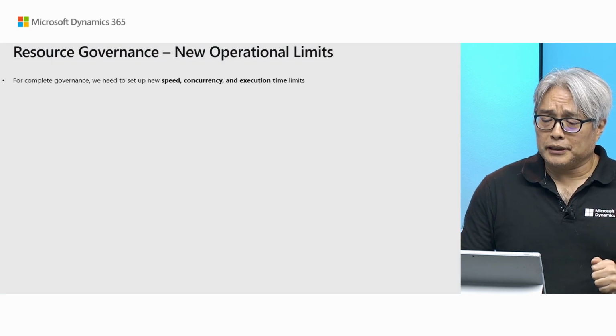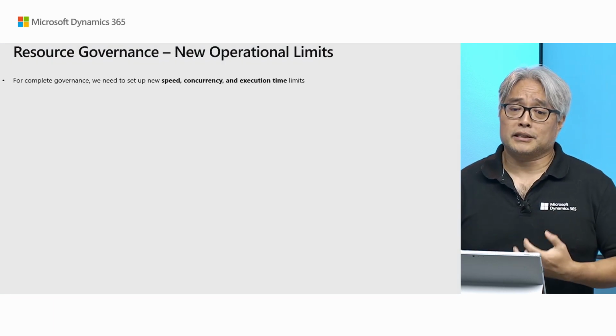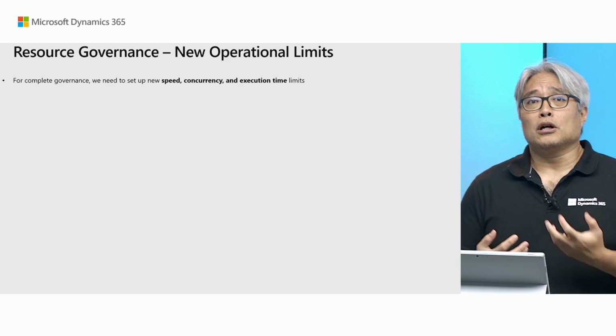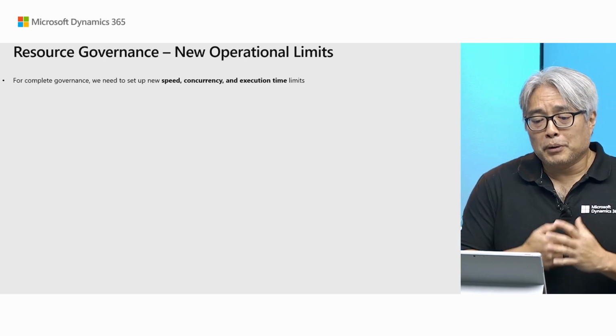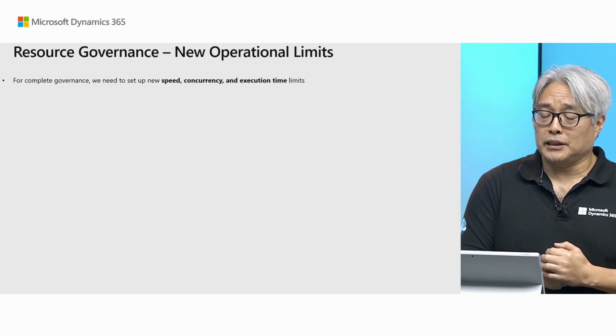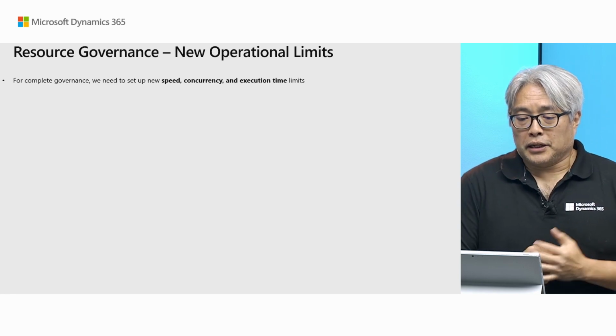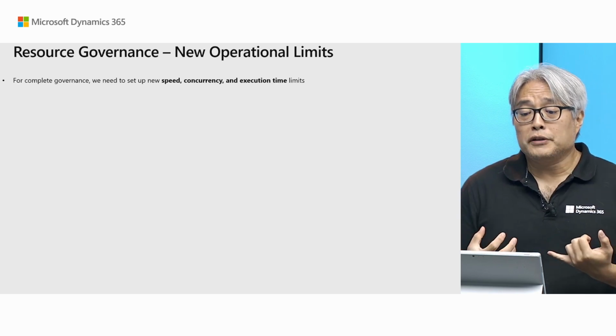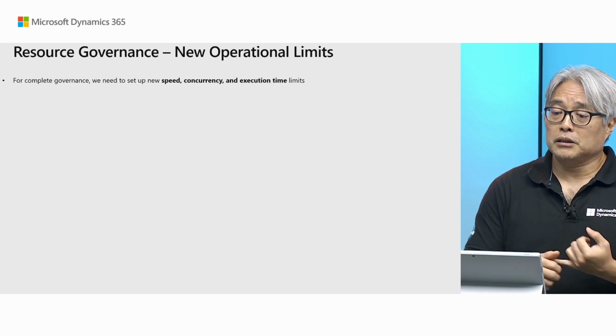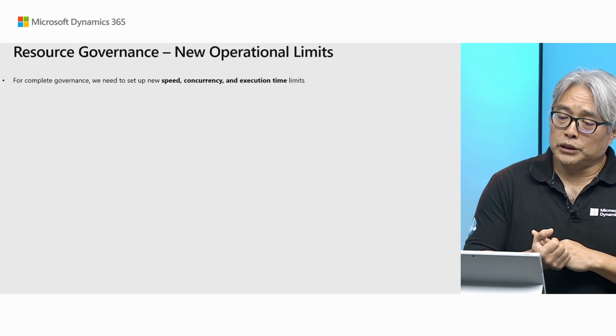Before I talk about the new operational limits that are coming, let me introduce you to the concept of operational limits. Because there are 3 types of operational limits that we can use to govern resources in the cloud. Essentially, for complete governance, you need a speed limit, a concurrency limit, and an execution time limit.